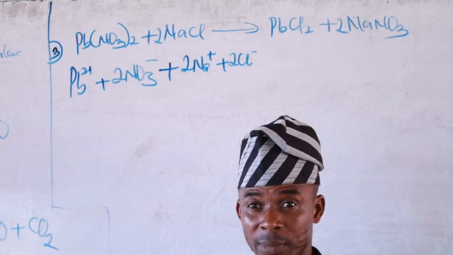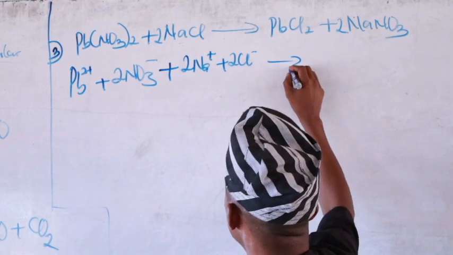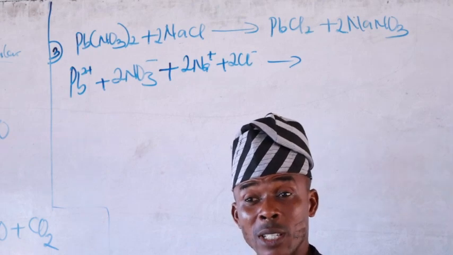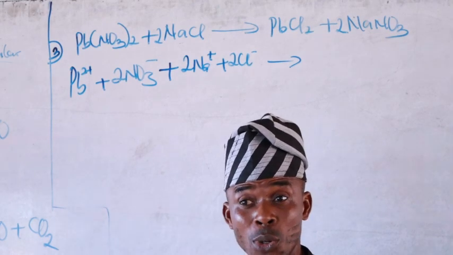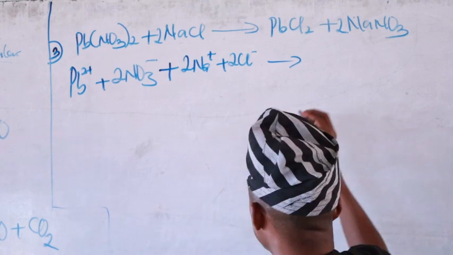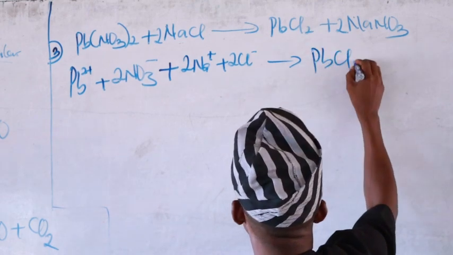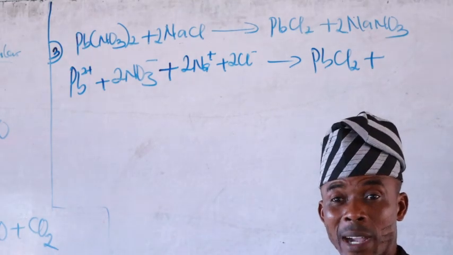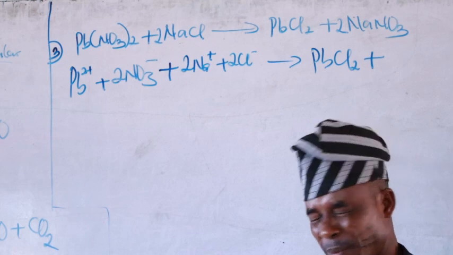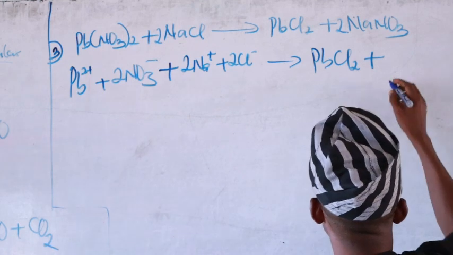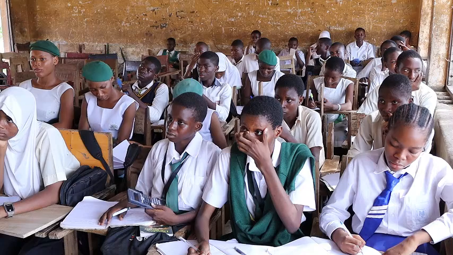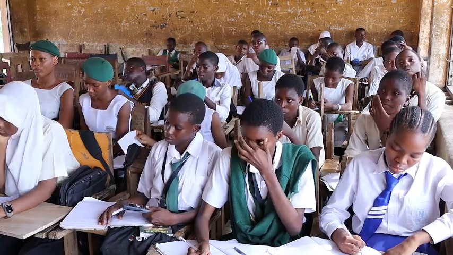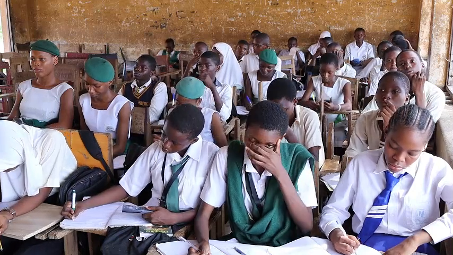Are we together? So this one will give us, is lead chloride a soluble salt? It's an insoluble salt. Automatically it cannot be broken down into ions, so it remains as 1 PbCl2. Is sodium nitrate a soluble salt or an insoluble salt? It's a soluble salt, sorry. So that means we are going to have 2 Na+ and 2 NO3-.